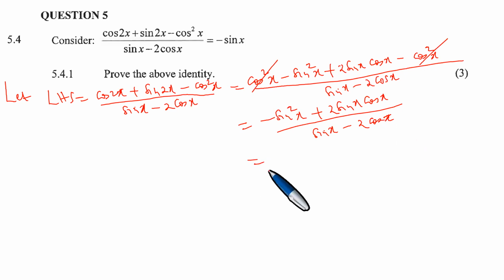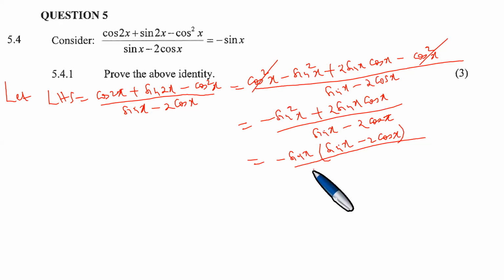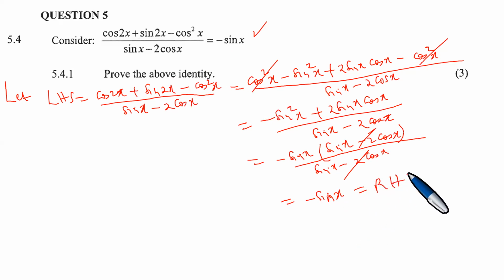Right, so we factor out something. If we factor out minus sine x, you're going to be left with exactly sine x minus 2 cosine x, which is exactly sine x minus 2 cosine x. These ones cancel out, and they leave us with minus sine x. And they said, prove the identity. So we've proven that this is actually equal to the right-hand side. So we are done with this.